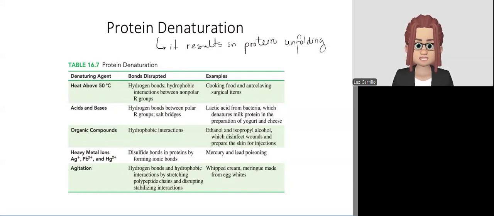We can also see in the last column examples of each of the denaturation agents and how they can cause protein unfolding in a set of examples.